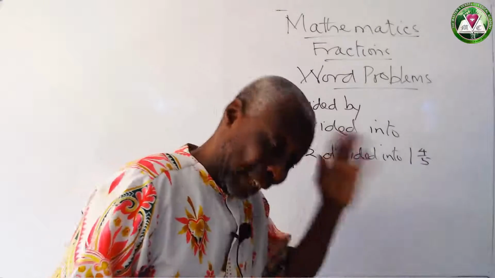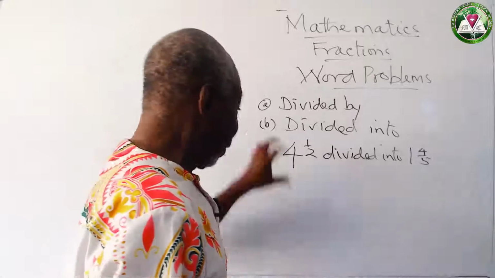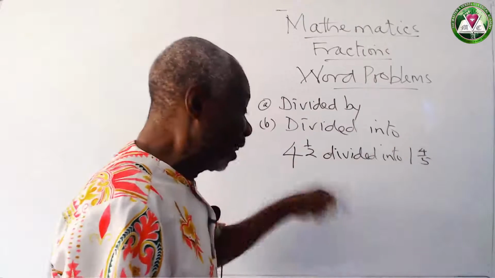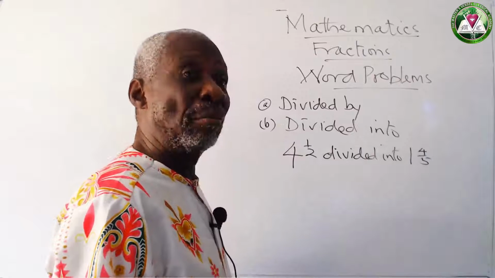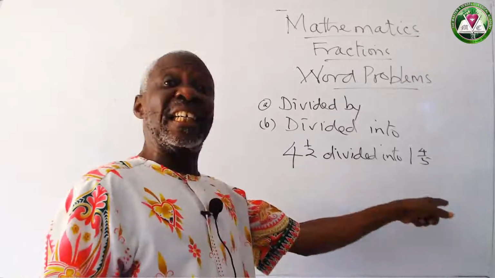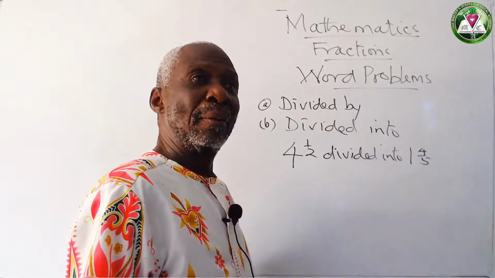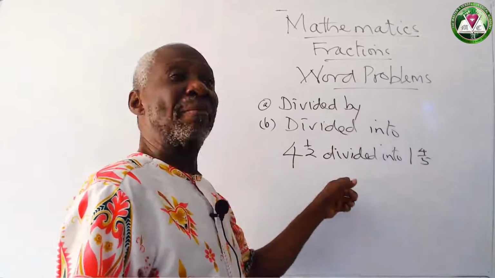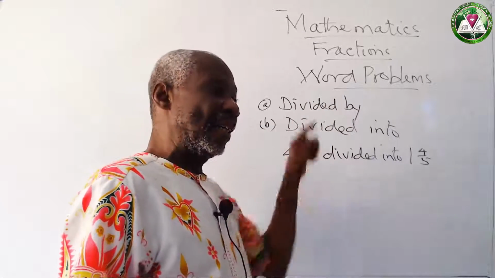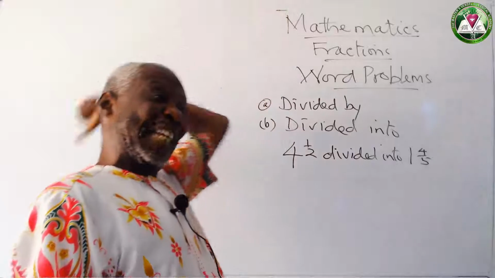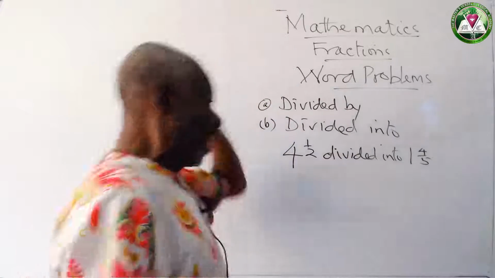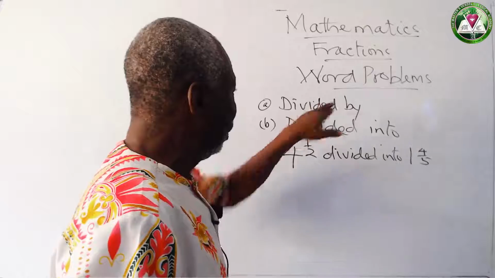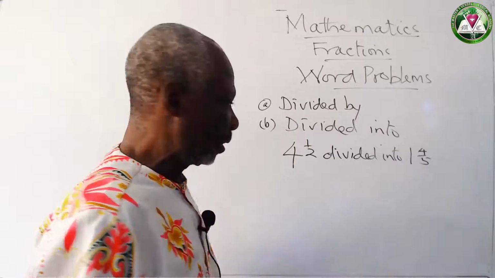Now, who is going to divide here? We have 4.5, we have 1/4/5. Who is the one that is dividing now? It is the first number that is dividing the second one, which is quite different from the other one when it is written by. When you have by, it's the second one that is dividing the first. When you have into, it's the first one that is dividing the second. Note, by and into, very important.